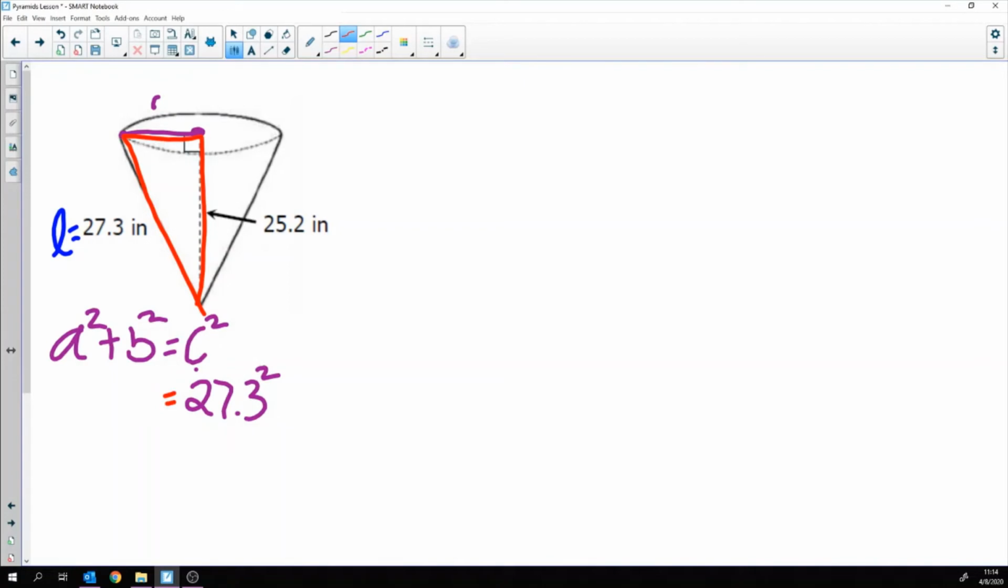So the slant height will always be C. C always has to be the hypotenuse. A and B, it doesn't matter which one's which. So that'll be my R squared. And then B squared I will call 25.2. Now we just got to do math.